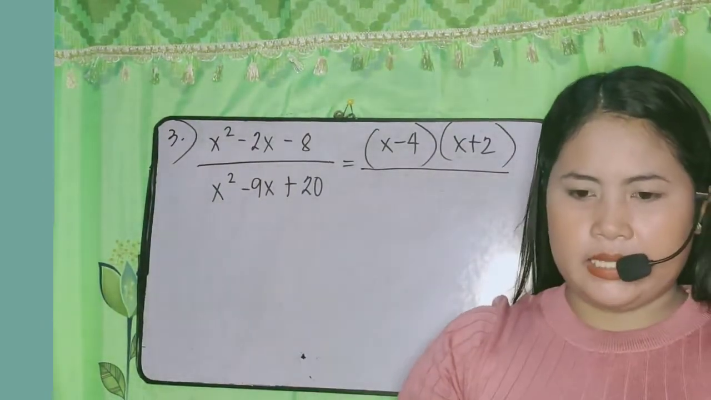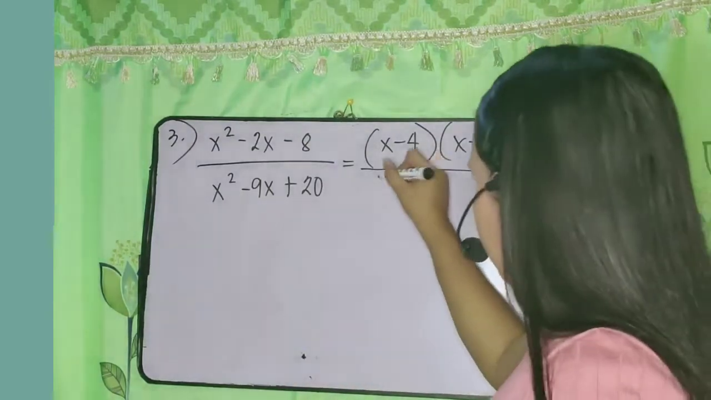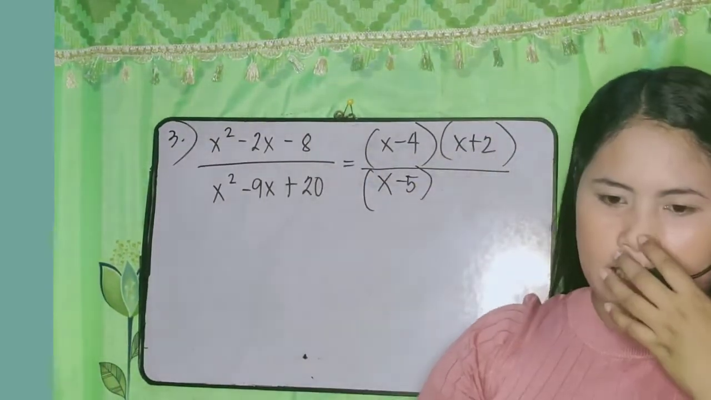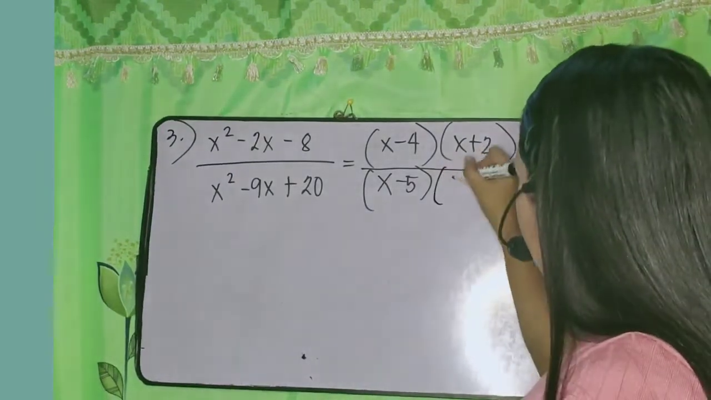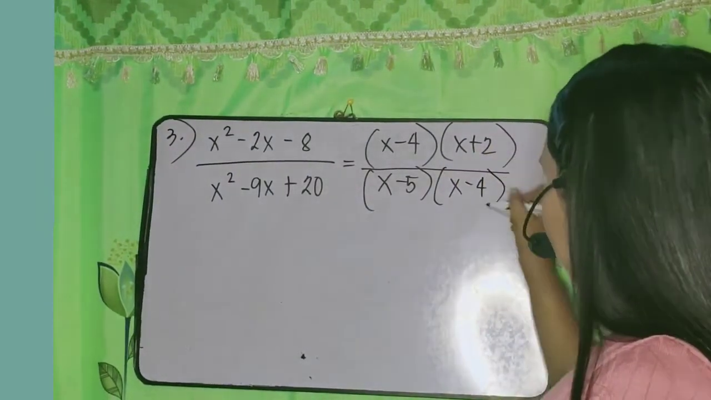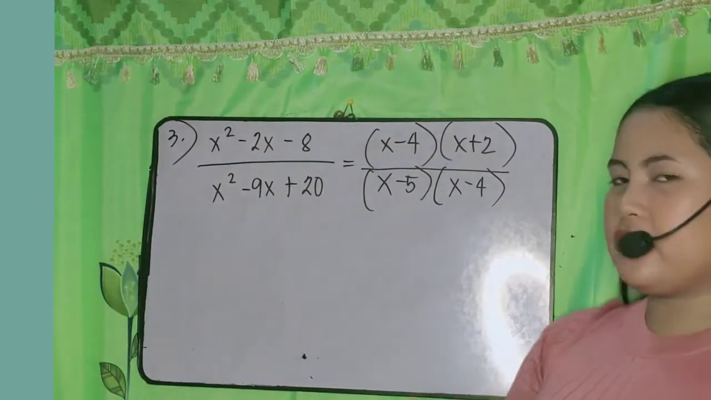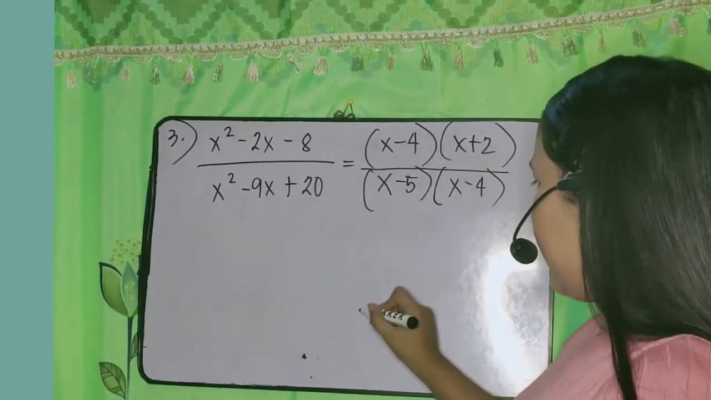So, let's say, itry naman natin is, x minus 5. Okay po. So, itry natin x minus 5 and then x minus 4. So, itry po natin siya ha. So, para makita natin or malaman natin na tama yung factor natin, of course, gamitin natin yung FOIL method.